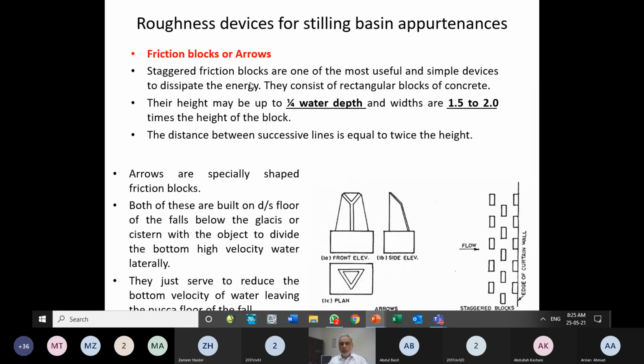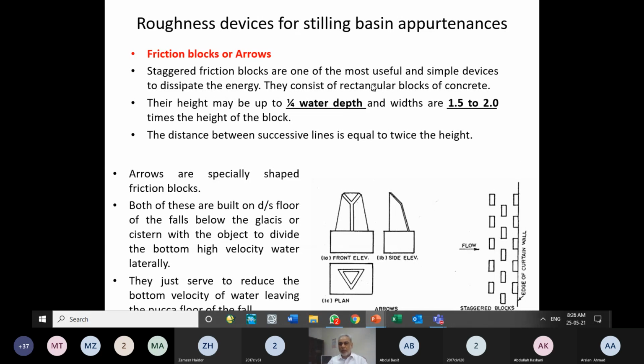Friction blocks, sometimes we call them arrows. They are placed at different locations. They are placed in the stilling basin, and sometimes we place them on the sloping glacis also. Usually they are staggered. Staggered means if one block line is placed in this way, the next block line will be in between these two blocks. If the next block was placed just behind this block, that would not be much effective. So staggering is good. That should be practiced.